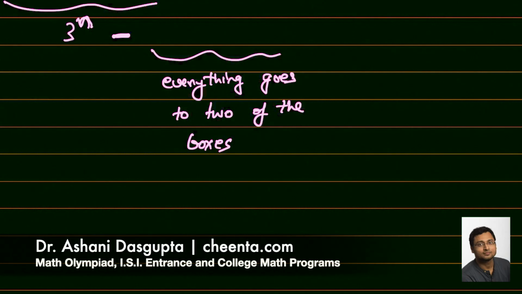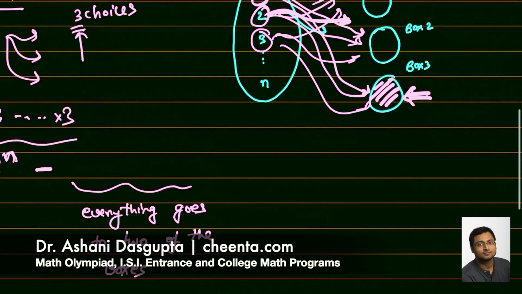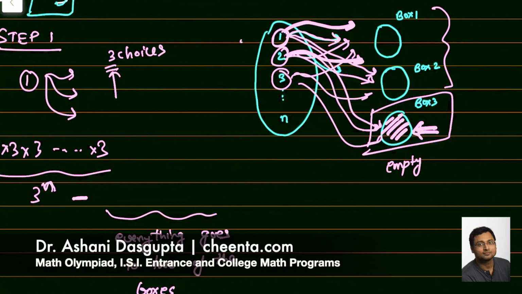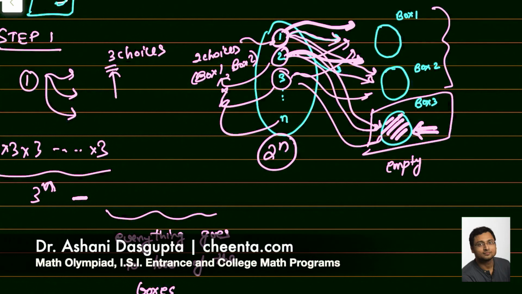Okay, so how does that happen? Maybe everything goes to box 1 and box 2 and box 3 is left empty. That can be counted like this. 1 has two choices, either box 1 or box 2. Similarly, 2 has two choices, 3 has two choices, n has two choices, and so on. So 2 to the power n ways in which box 3 will be left empty.